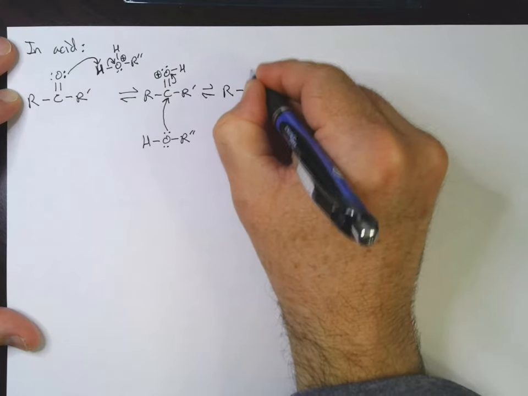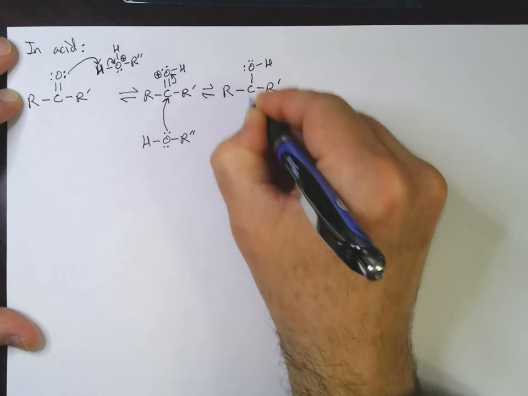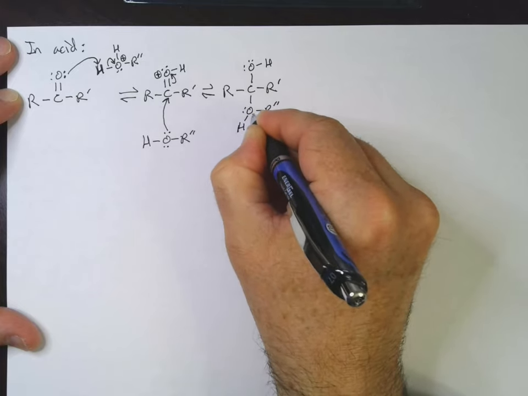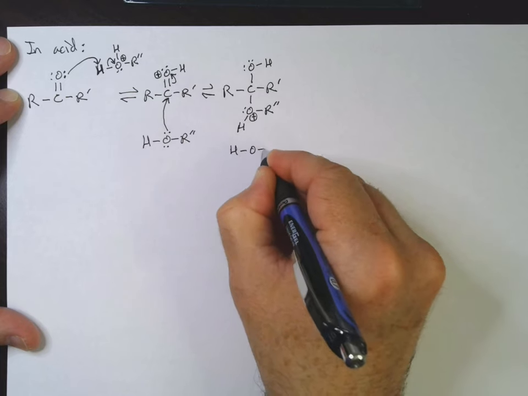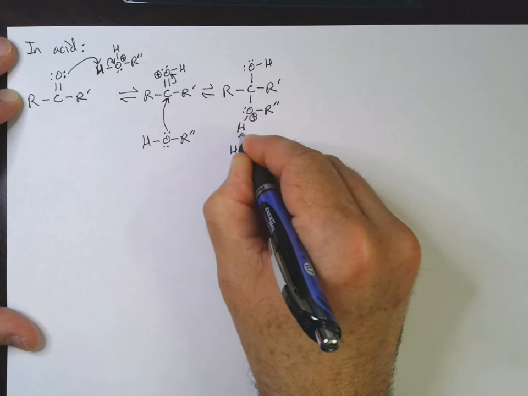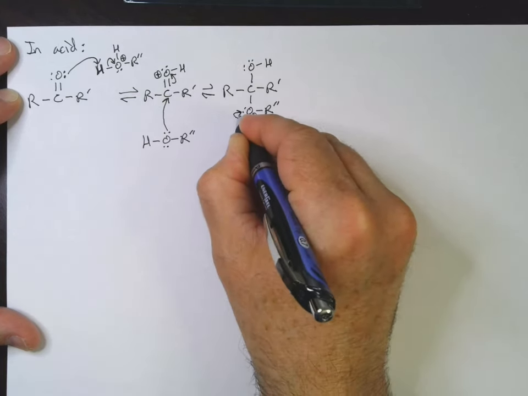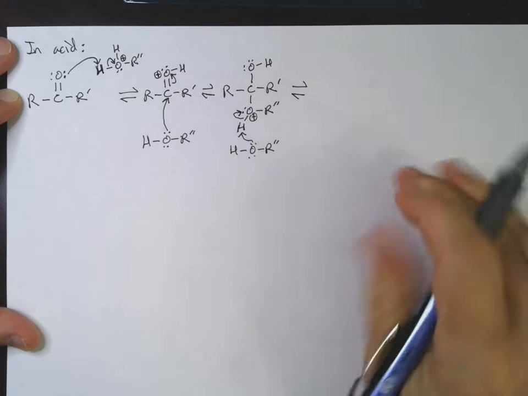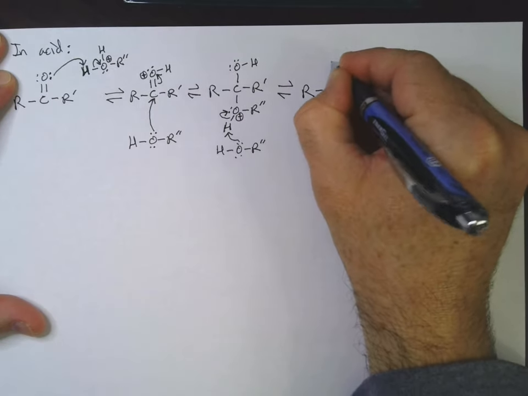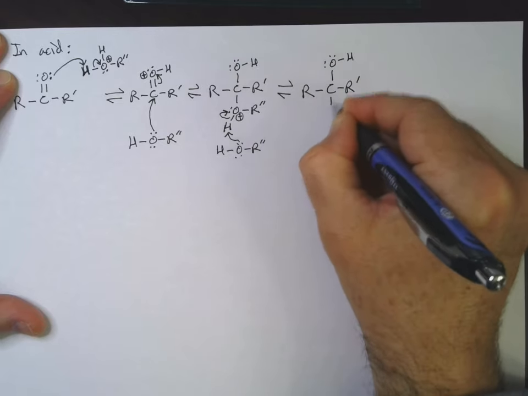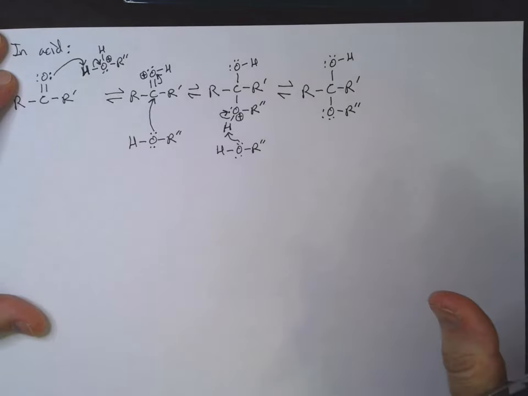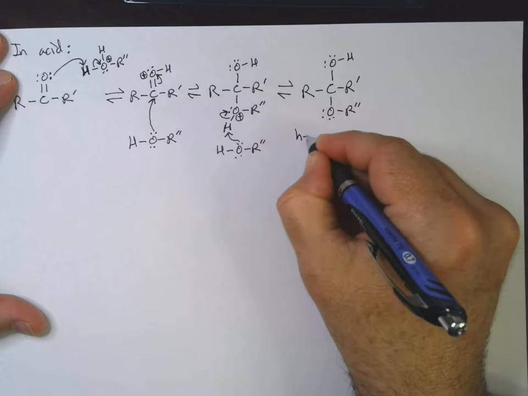RCR prime OH, OR double prime H, positive charge. And then I can have a molecule of the alcohol come along and take off that proton. And this will give me now RCR prime OH, OR double prime. But I could have another proton. Okay, here is my hemiacetal.